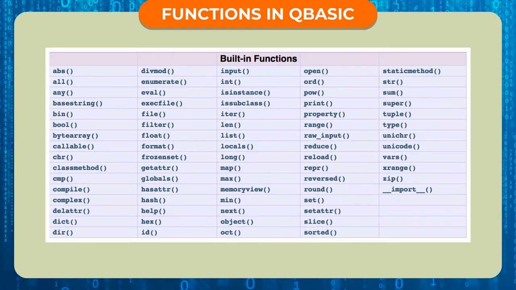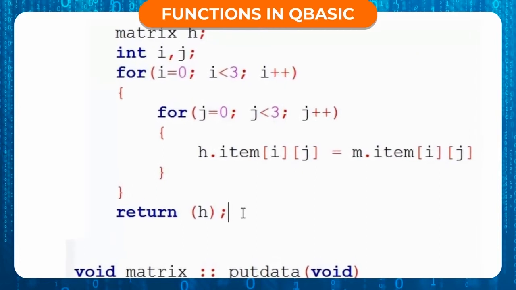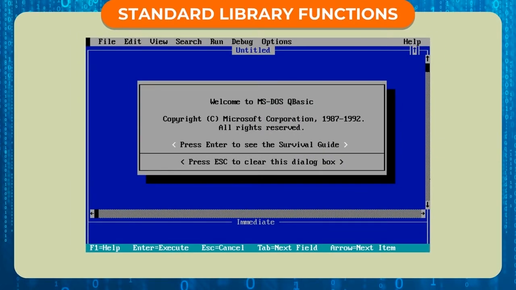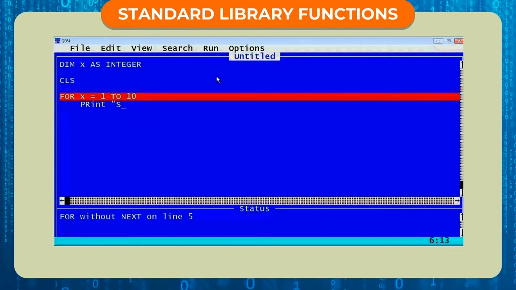The functions present in the library are called built-in functions, and the functions created by the user are called user-defined functions. Standard library functions. QBasic provides many functions which reduce the length of the program, so your work gets simpler and faster. Functions are ready-made programs which can be used anywhere in the program. These functions are a part of the standard library of functions of the QBasic software.